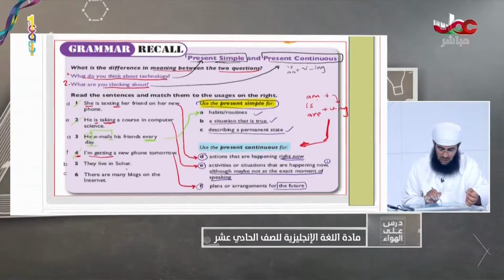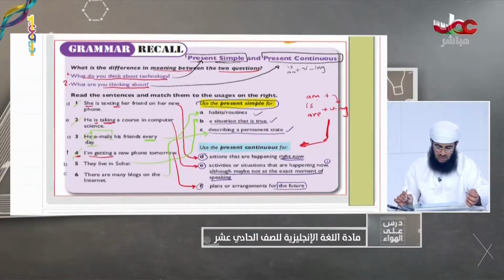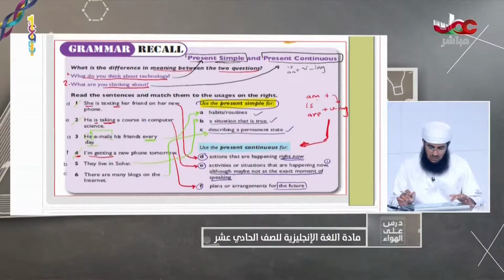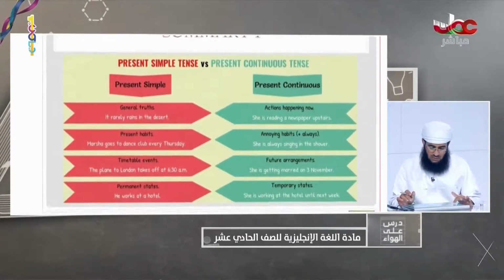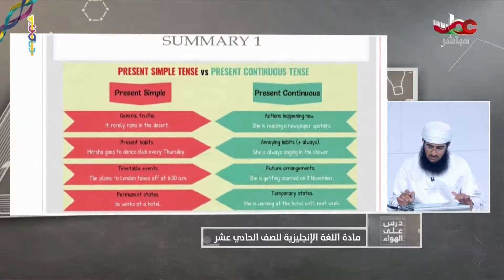Number 5, they live in Suhar. So they live in Suhar, which means this is a situation that is true. This is describing a permanent state. So this is in general, because we don't want to spend lots of time on this one. I need to give you this summary, sorry.